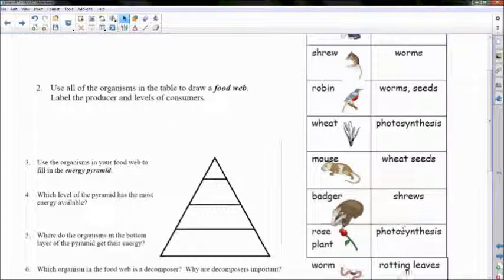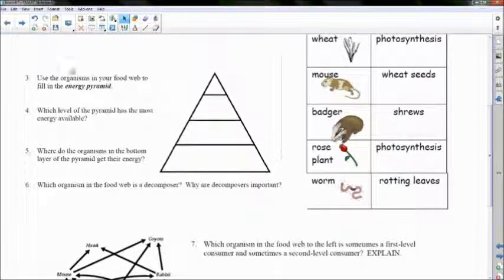First level consumers are going to be like the worm and the mouse and the, let's see, well, the robin will be in one case because it does eat the seeds, but in another case it'll be a second level consumer after it eats the worms. So on the test, you will have to be able to look at a food web and tell what's a producer, what is a first level consumer or a second level consumer, and is there any organisms that could be both.